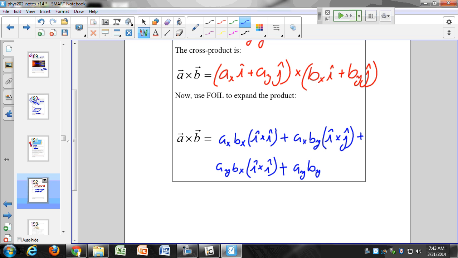Did I mess up something? Yeah, it's I cross J or J cross I. This, okay, J cross I. Right, J cross J. All right, please note the change that I made right here. It should be J cross I.